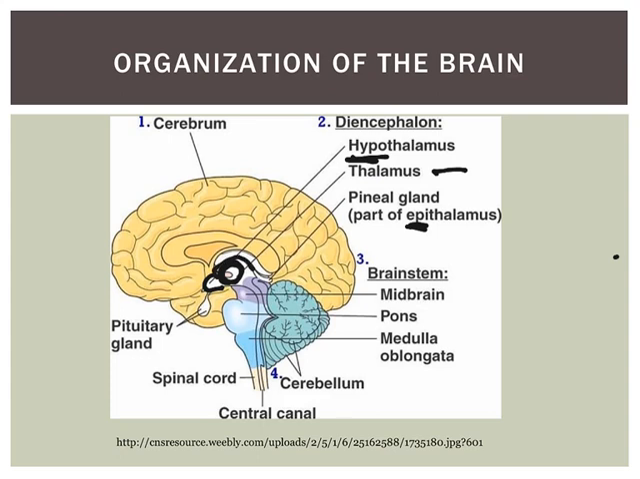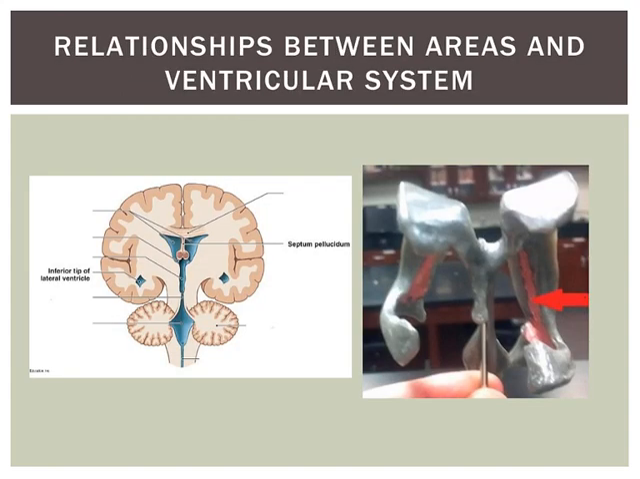The brainstem is another area we're going to look at, so it'll include the midbrain, the pons, the medulla oblongata, and then we'll also look at the cerebellum. Now, just to give you a frame of reference for different areas of the brain and how it relates to that ventricular system, which is filled with cerebrospinal fluid, I want to show you this coronal section of the brain here, and then here's the model of the ventricular system of the brain.